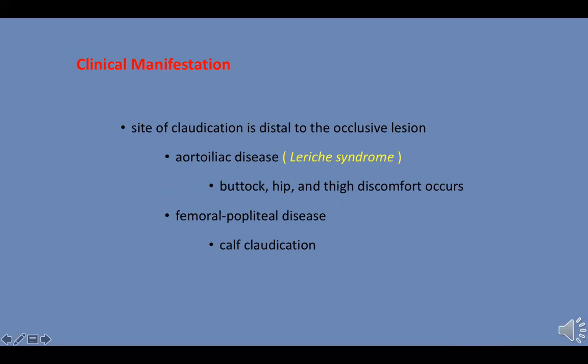The site of location is distal to the occlusive lesion. For example, in aortoiliac disease, the symptoms are felt in the buttocks, hip, and thigh. In the femoral popliteal area, there is calf claudication.